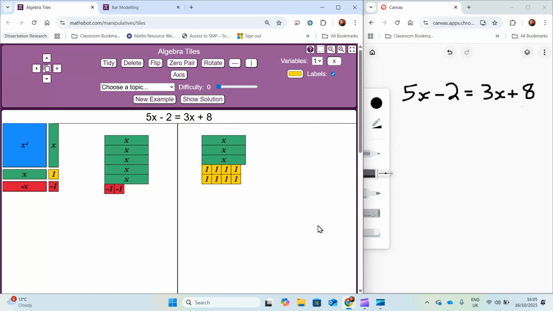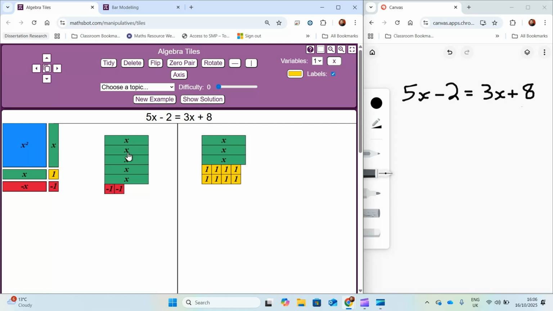sense of this model. The first model you can see on the screen already is what's called an object view of the model, or a discrete view of the equation, where we have the tiles on this side, the algebra tiles, representing the 5x minus 2. And on this side, we have the tiles representing 3x plus 8. And you can think about this kind of like a pan balance or something similar to that.